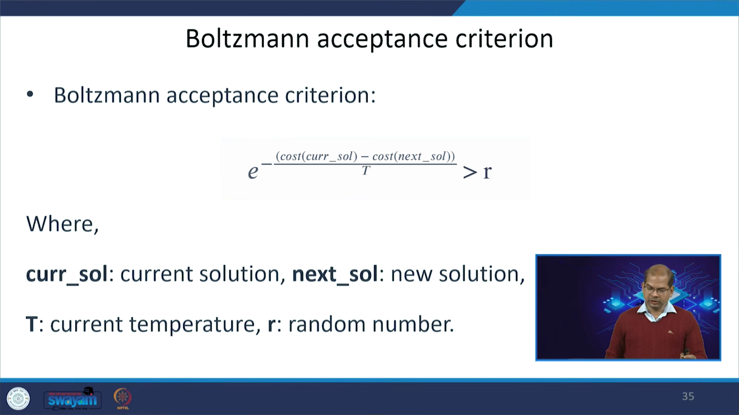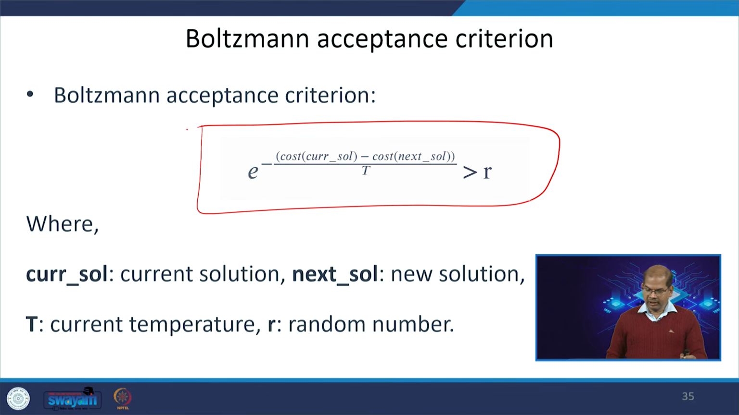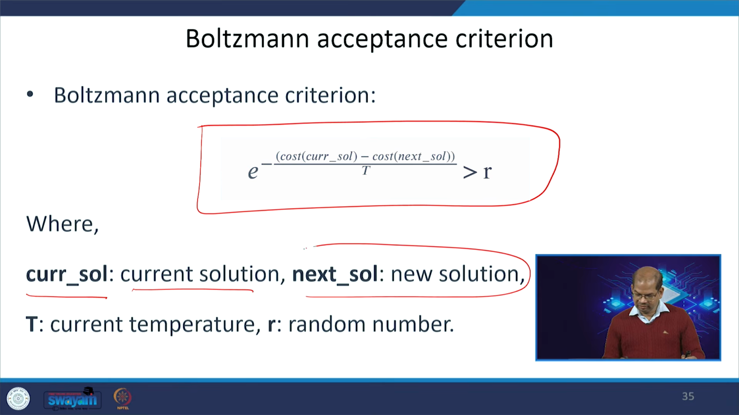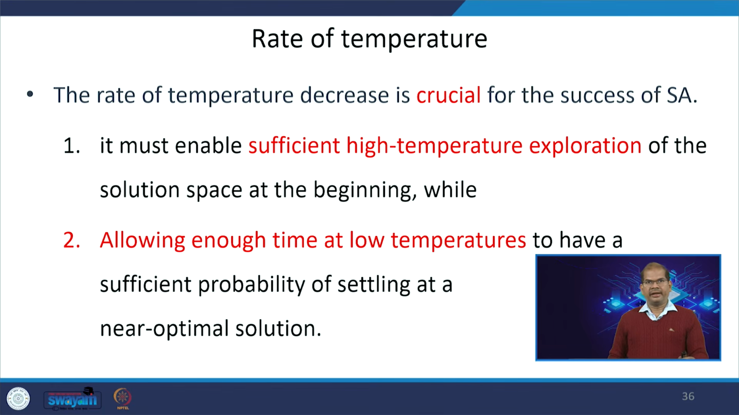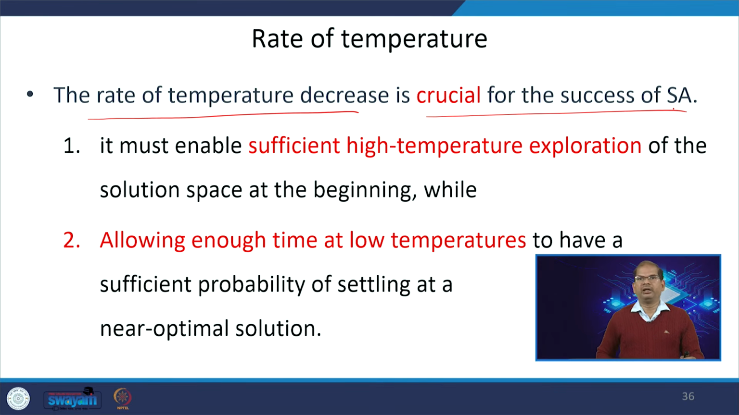There is a Boltzmann's acceptance criteria. Here we have the current solution, and the next solution, which is the solution we get after the random walk. Then this is the current temperature, and R is the random number. If this criteria is satisfied, then we accept that solution. The rate of temperature decrease is crucial for the success of simulated annealing.